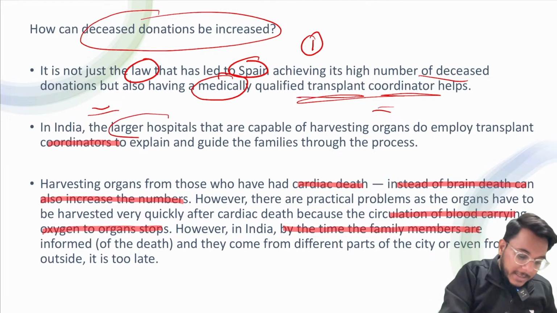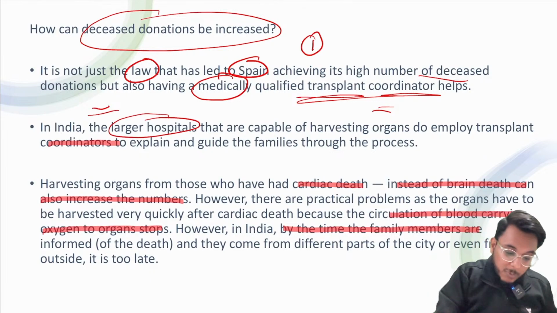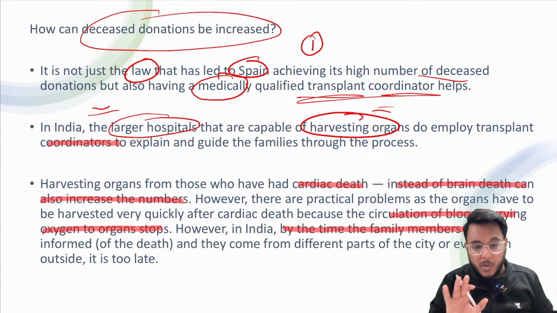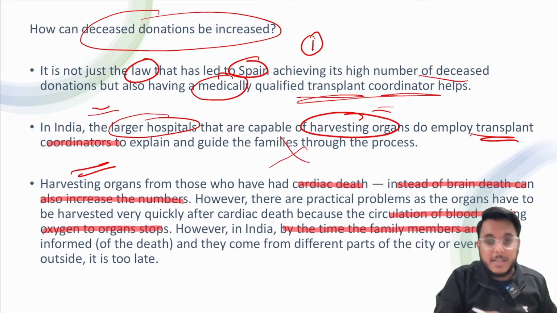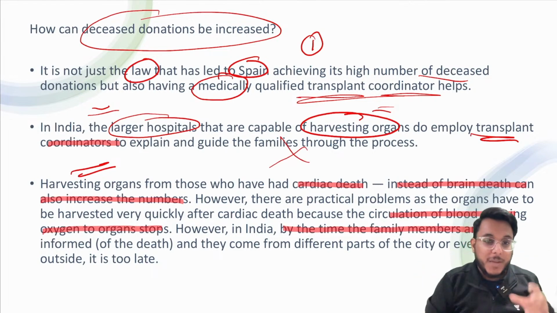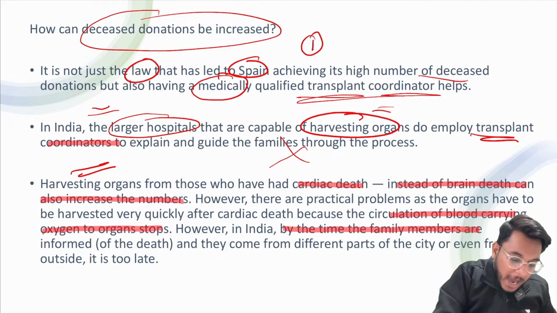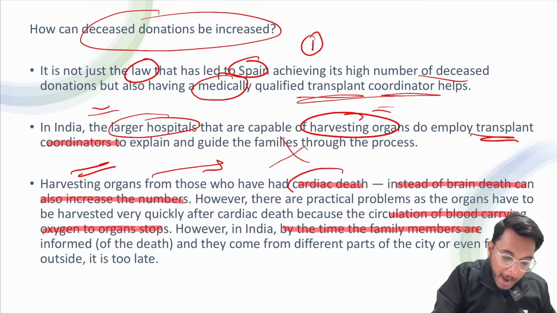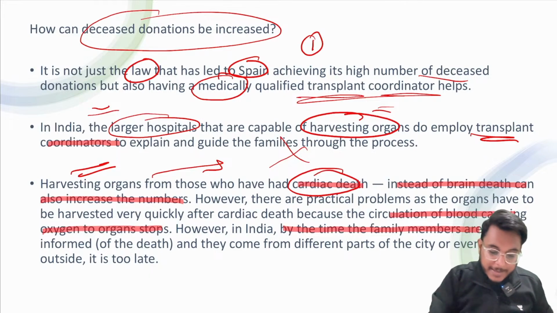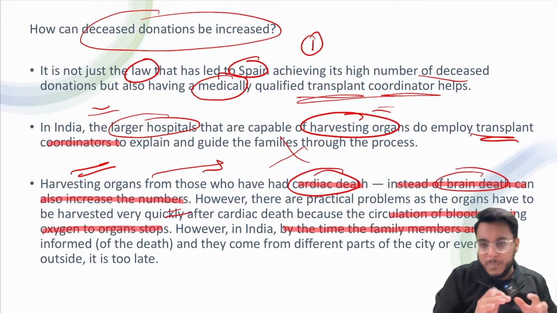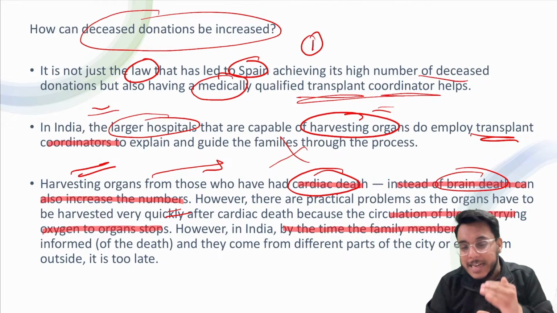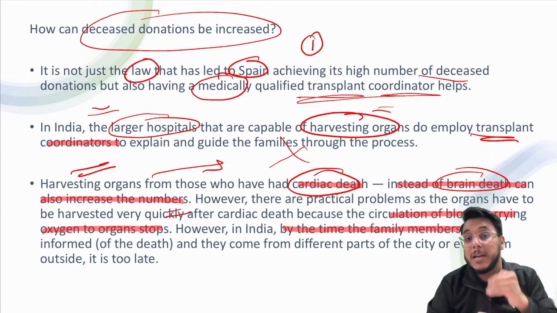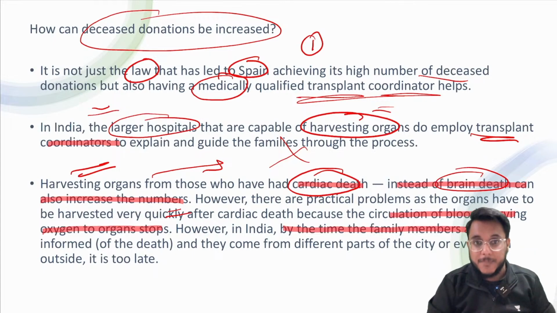We find that only certain large hospitals, which are actually capable of harvesting organs, have these transplant coordinators. Other hospitals don't have them, so people don't even come to know. After that, guys, it has been suggested that harvesting organs from people who have suffered cardiac death instead of brain death can be important and can increase the number. Right now, I told you that in India, deceased organs are harvested when a person is brain dead. Is it clear or not?